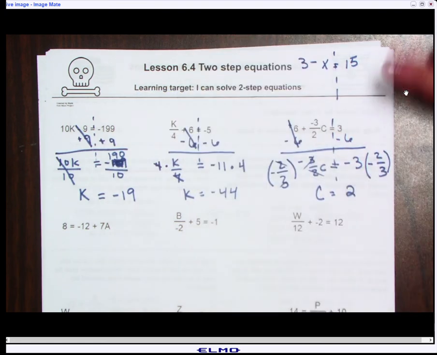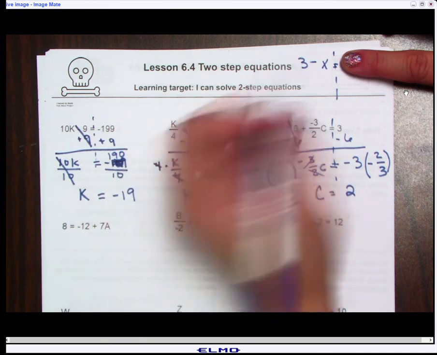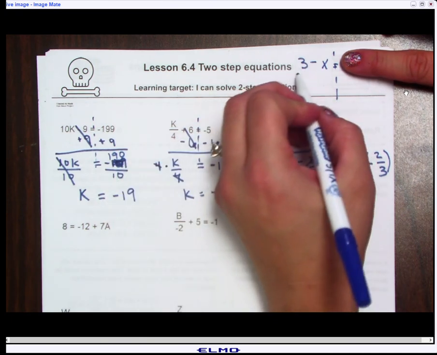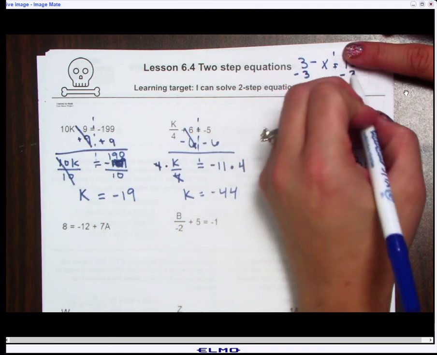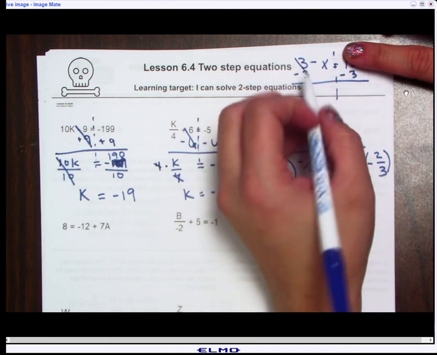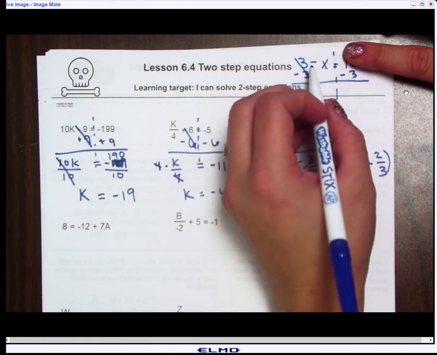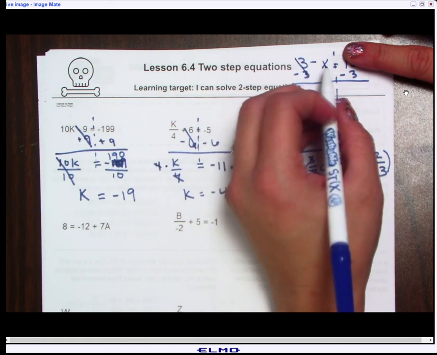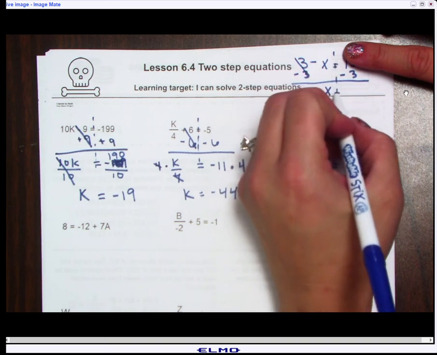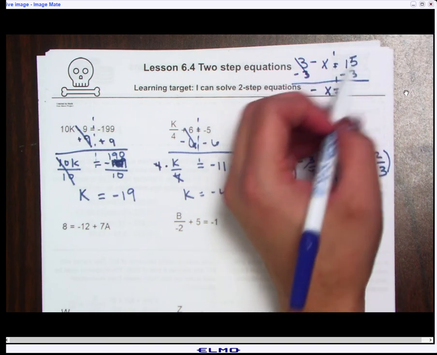So there's my fence. I'm going to cover up the side that doesn't have the variable. And again, this 3 is out front. I'm going to look, it's plus. I'm going to subtract 3 from both sides. Here's the place where the mistakes happen. I need to remember that this sign goes with this x. I need to bring down negative x, bring down the equal sign, and then do 15 minus 3.